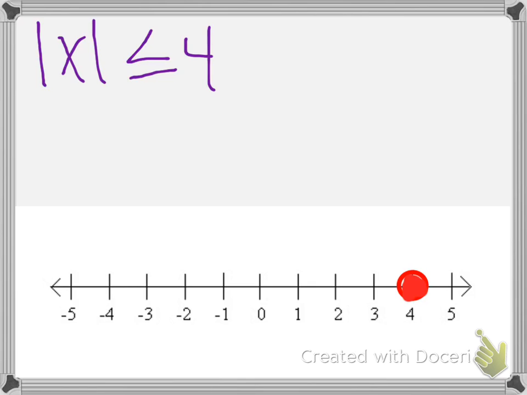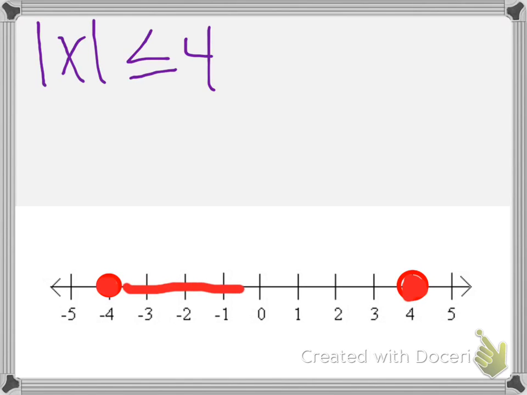And what other number is also 4 places away from 0 on the number line? That's going to be -4. So I'm going to make sure that I fill that in with a closed circle. And now I want to shade the part of my graph where my numbers are less than 4 places away from 0 on the number line. Guess what? -3 is less than 4 places.